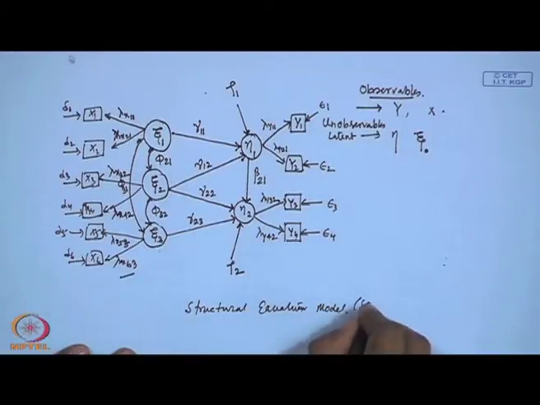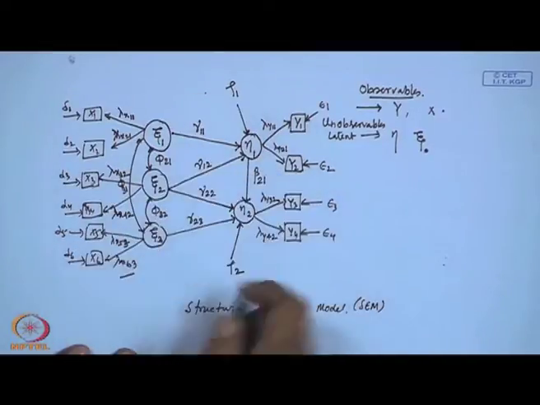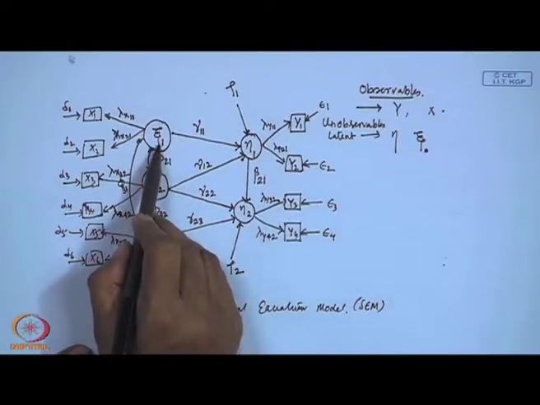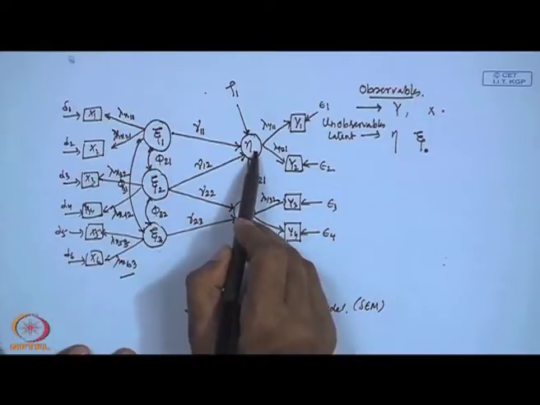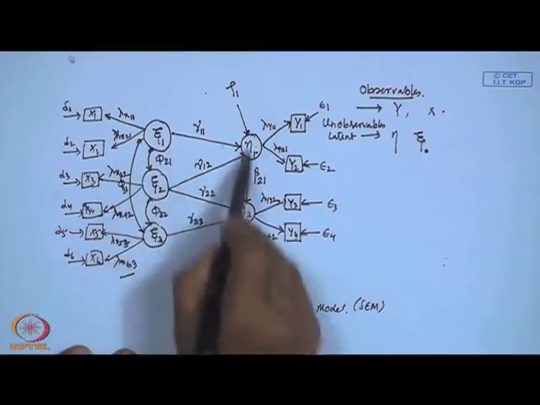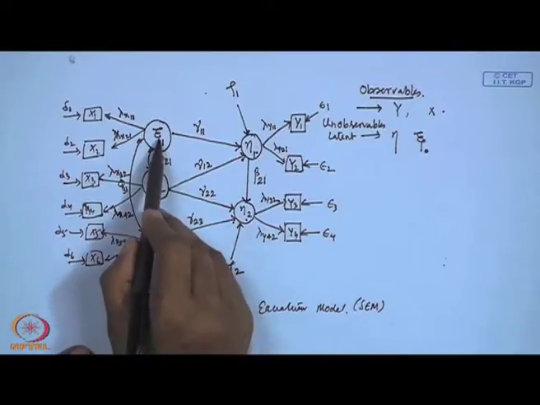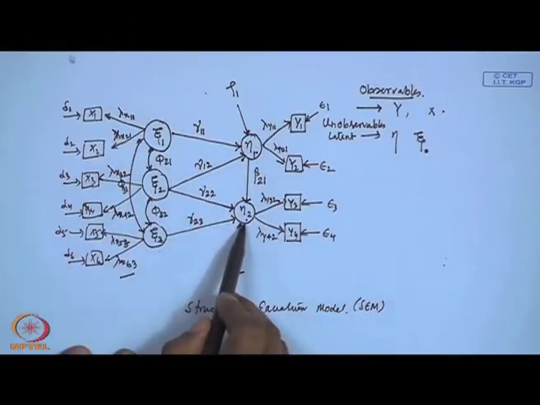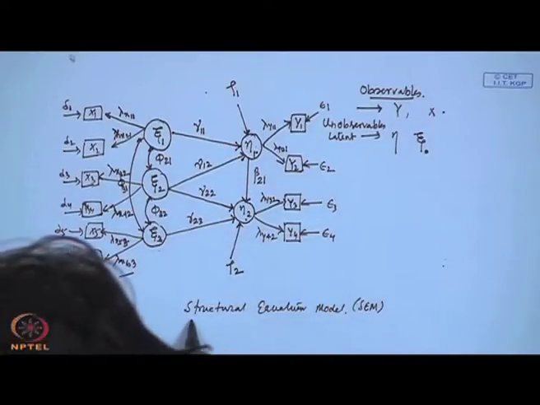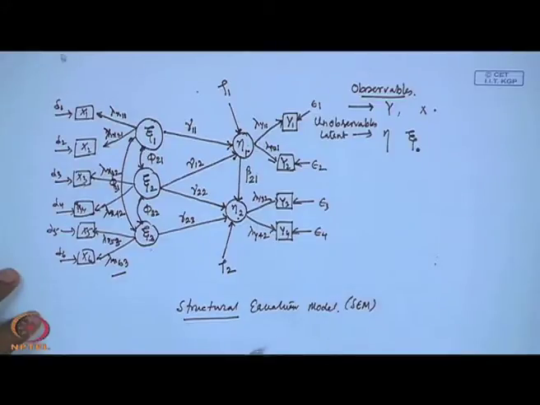Why is it a structural equation model? Because the latent variables also have certain structure; some structural relationship is there. For example, xi 1 affects eta 1, and again eta 1 affects eta 2. Even though xi 1 does not directly affect eta 2, xi 1 can have an effect through eta 1 to eta 2. So, the relationship structure is correctly preserved. That is why the name structural equation modeling is given here. Okay.